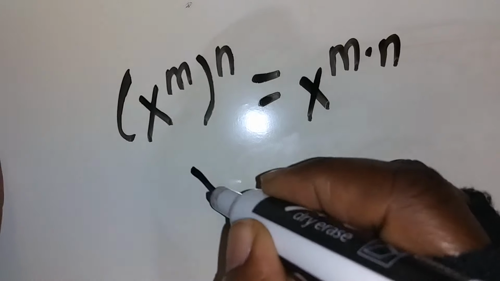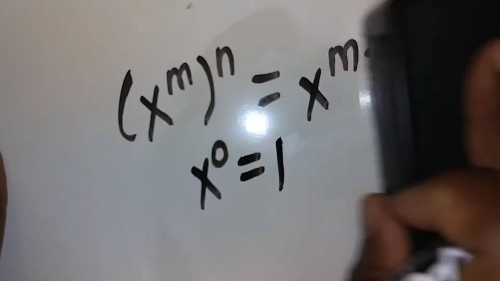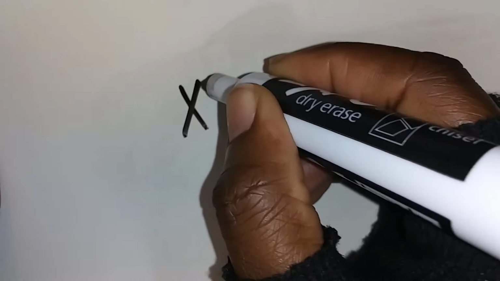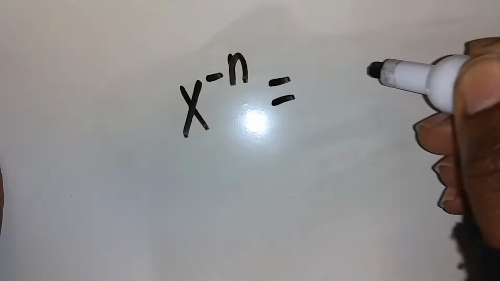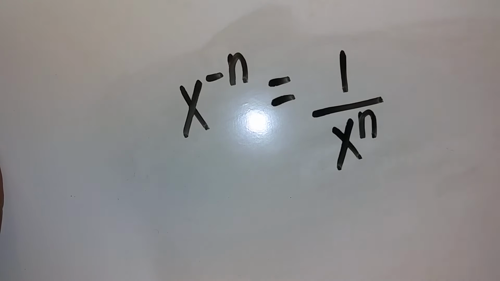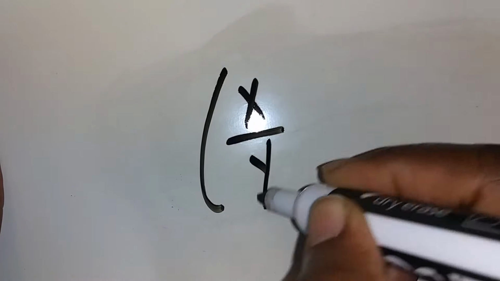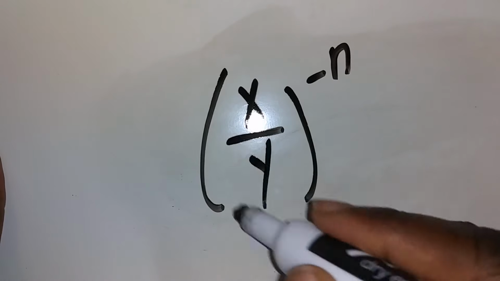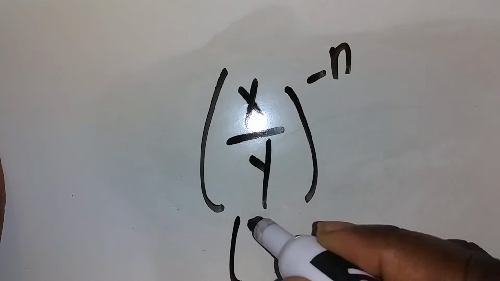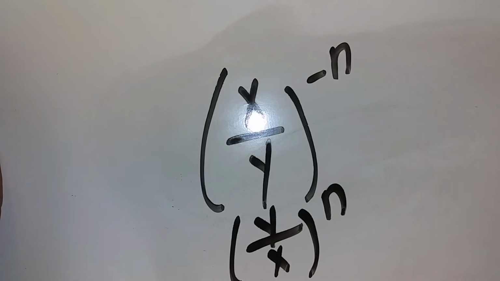A base raised to a zero power equals 1. If we have a base with a negative exponent, you just write it on the opposite side of the fraction bar, and that makes it positive. And when the entire base is raised to a negative exponent, you write the reciprocal of the base. And when you write the reciprocal of the base, the outside exponent becomes positive.